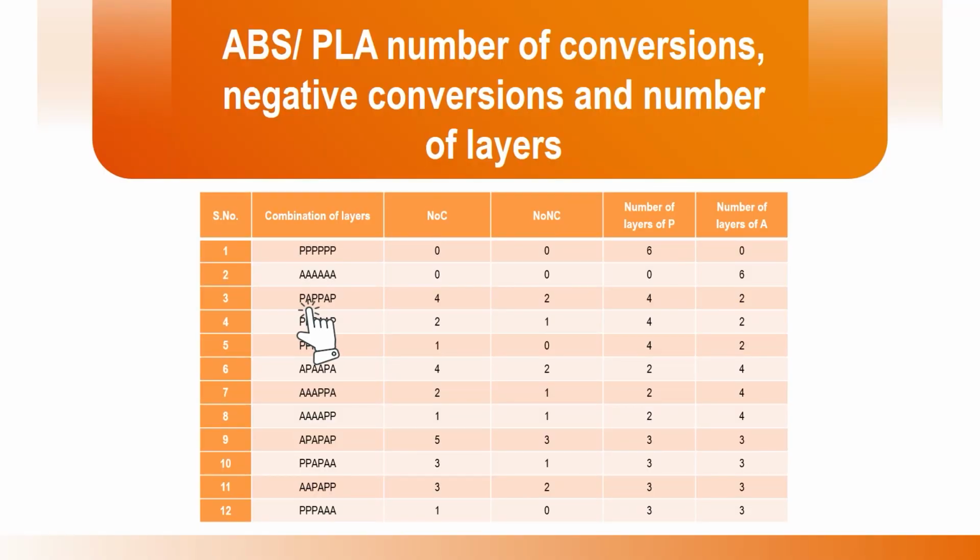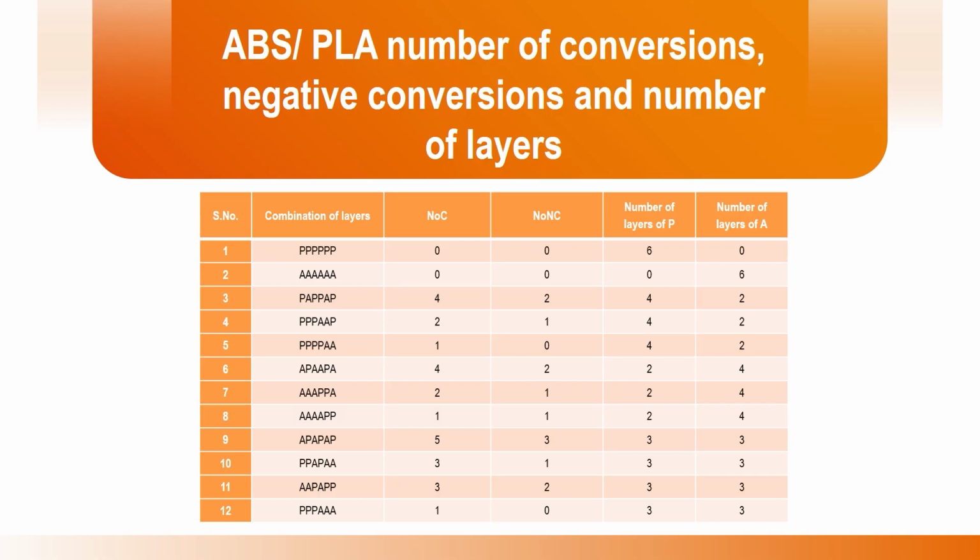In this case, P to A is not negative, but A to P is negative. So this A to P is the first negative, and the other A to P is the second negative. The number of negative conversions is 2. The number of P's is 4, and the number of A's is 2. Similarly, in all cases we observed the number of conversions and the number of negative conversions.